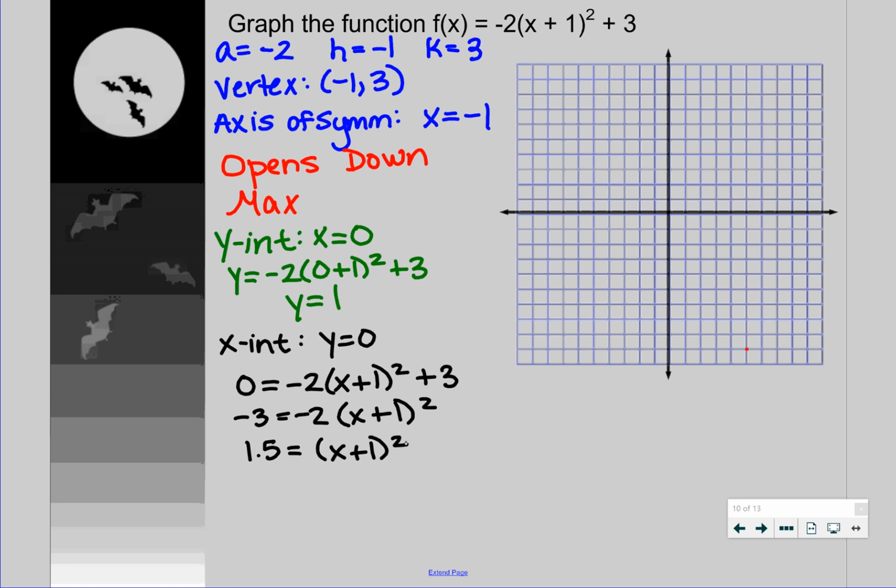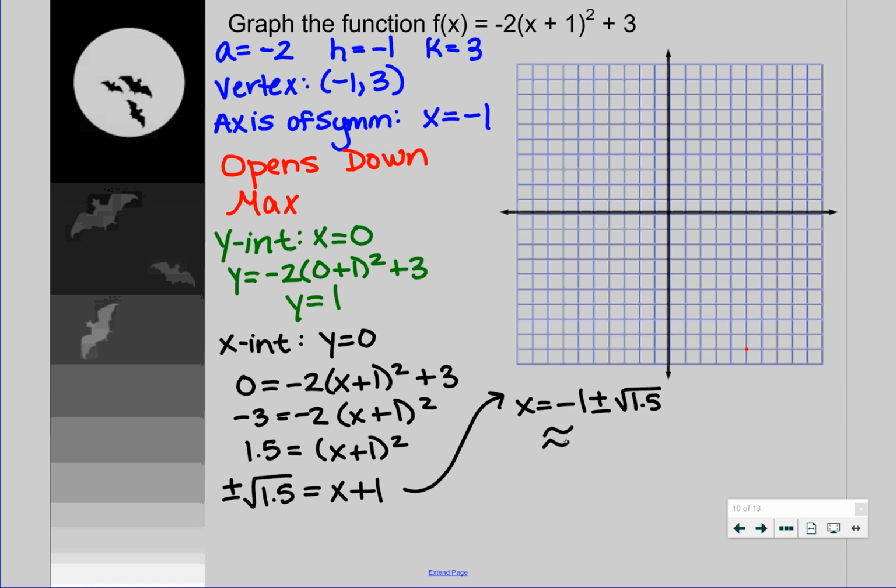So what happens next? Square root, and what do you put in front of your square root? Plus and minus. Square root of 1.5 equals x plus 1. And then last but not least, subtract 1. So I'm going to get x equals, and usually when we subtract it, we put it in front of the plus or minus, if you guys remember doing that. So -1 plus and minus the square root of 1.5.